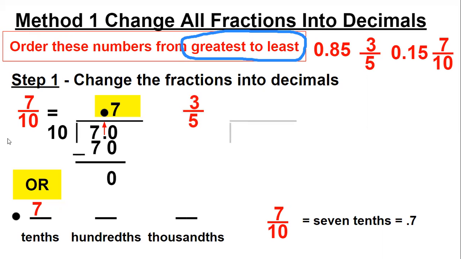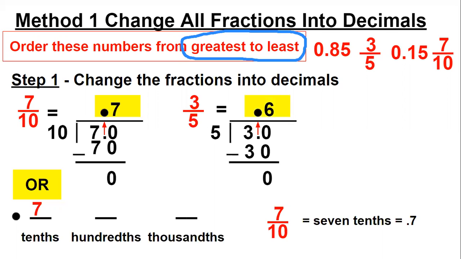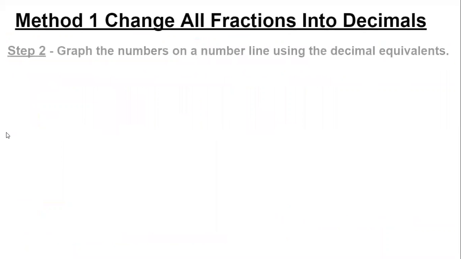Okay, now 3/5. So we're going to divide 3 on the inside, 5 on the outside. We can't take 5 into a smaller number of 3, so we're going to add a decimal point and a 0. Put our decimal point right above right away. And now we're going to divide 5 into 30. That goes 6 times. 5 times 6 is 30. Subtract, 30 minus 30, we get 0 remainder. So 3/5 is equal to 0.6. Okay, now we have all the numbers in decimal format. So now our next step is to graph them. So let's go to the next page.